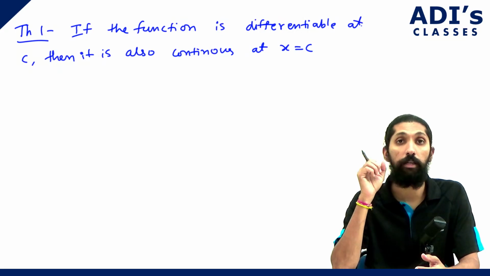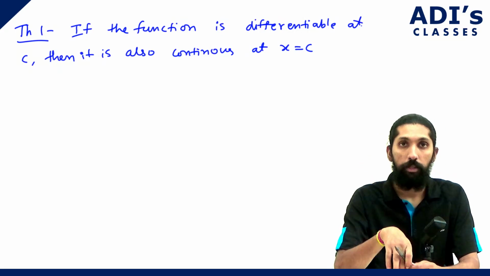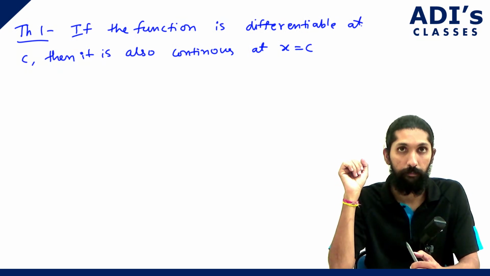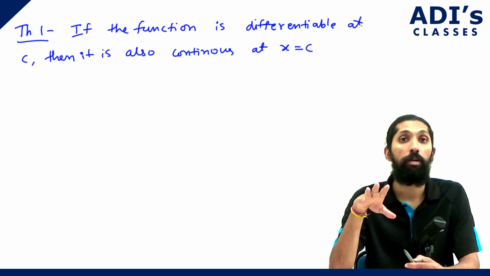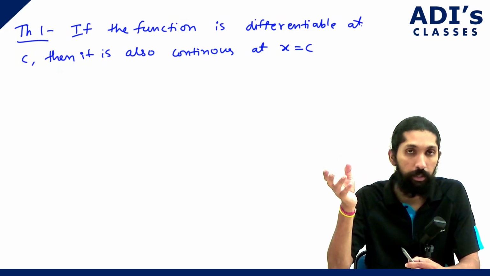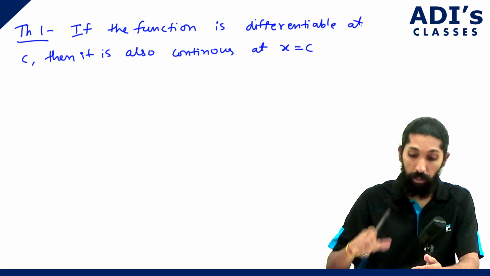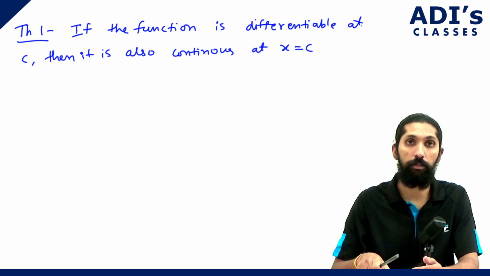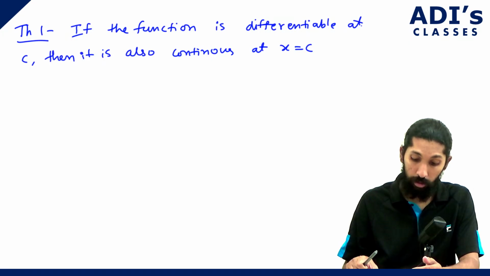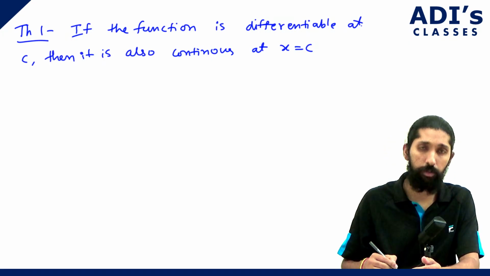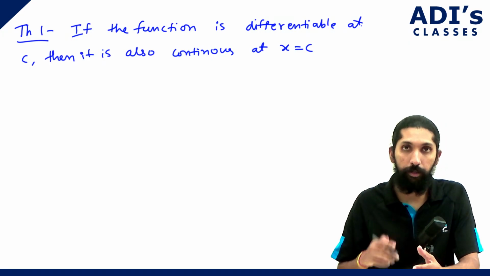So this is the theorem we need to prove. That means if the function is differentiable, then it is also continuous. Understood? But the other part need not always be true. Anyway, let's look into this one. If the function is differentiable at x equal to C, then it is also continuous at that point, right? So first we'll take the derivative part.